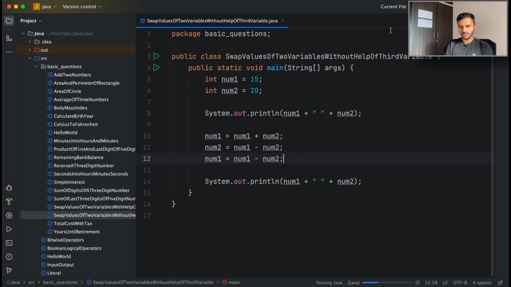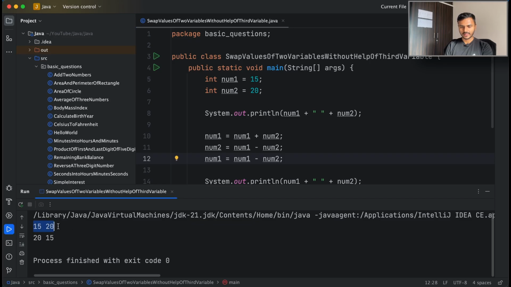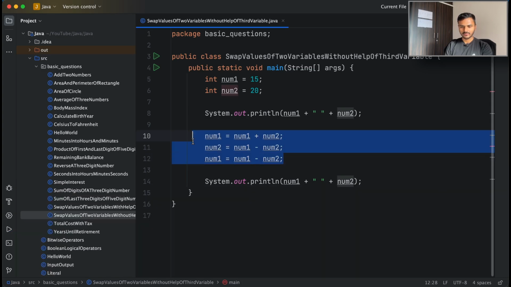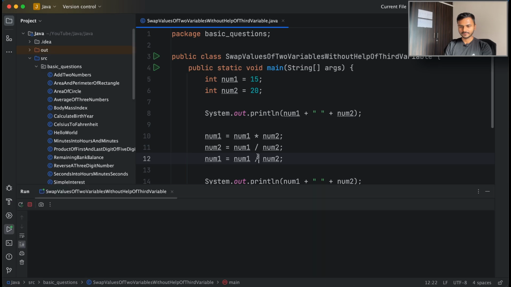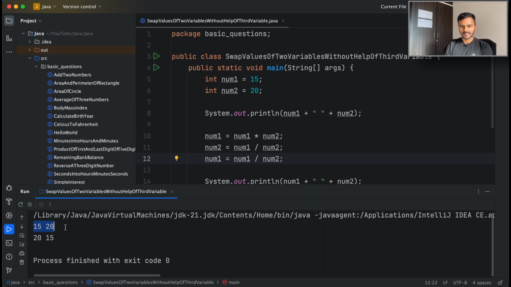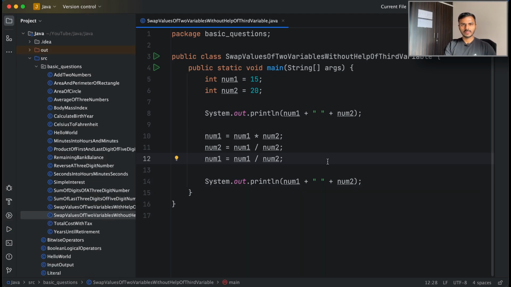And now if I run the code, I get 15 and 20 as the first line of output and 20 and 15 as the second line of output, which means this logic is working perfectly fine. Now, this is one way of doing it. Another way is to replace the plus that we have in these three steps, which is only in the first step, with multiplication and minus with division. So if I do that, let's see what is the output that we get. Well, we get 15 and 20 as the first line of output and 20 and 15 as the second line of output. So these are the two ways in which you can swap the values of two variables without the help of a third variable.